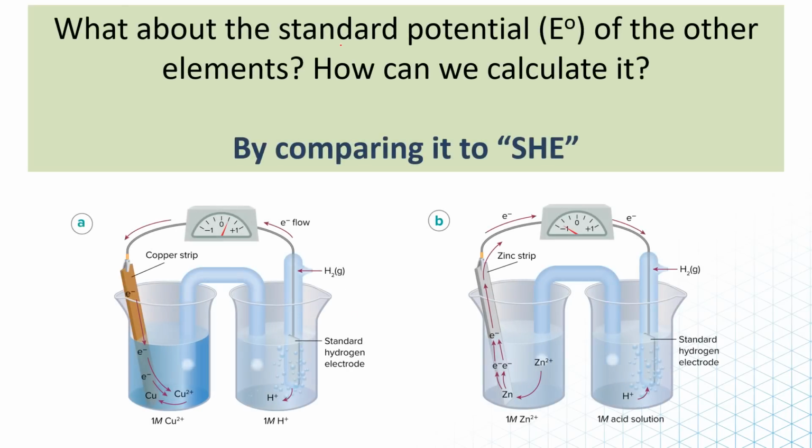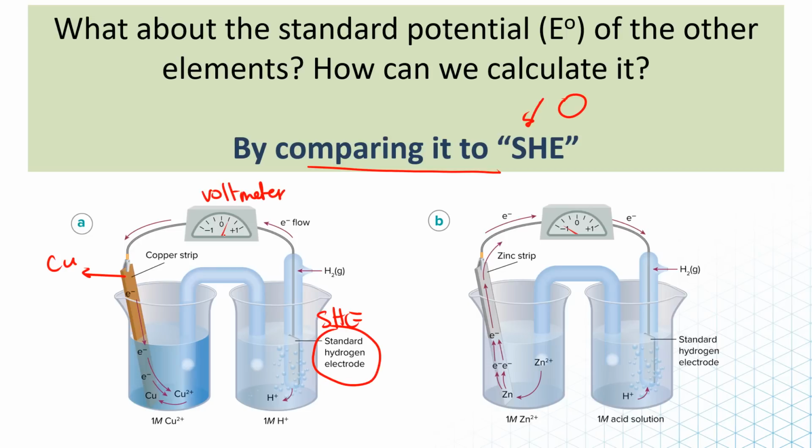So what about the standard potential or E naught of the other elements? How can we calculate it؟ يعني احنا نعرف انه الهيدروجين is 0. So by comparing it to 0، يعني شو نسوي؟ مثلا احنا جبنا هني Cu copper, right? And this is the SHE. هذا فولت متر، جهاز يقيس لك الفولتج. فاحنا نعرف انه هني reduction وهني oxidation.